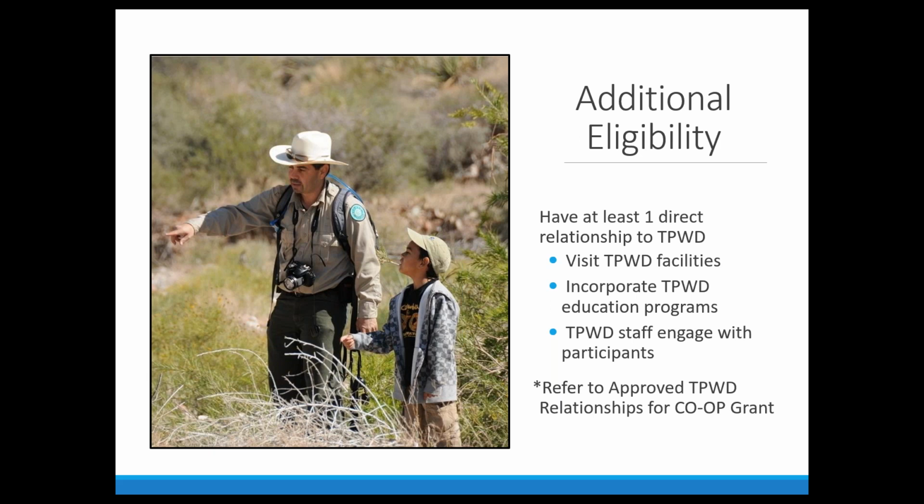And the last eligibility function is that your organization must have at least one direct relationship to Texas Parks and Wildlife. And that document that we attached in the handout section for approved TPWD relationships goes over what all the eligible relationships could be. We consider the 3 primary categories to be: 1, visiting any TPWD owned and operated facility, or 2, incorporating one of our TPWD education and outreach programs into your programming with participants, or 3, having one of TPWD's staff engage directly with your participants.